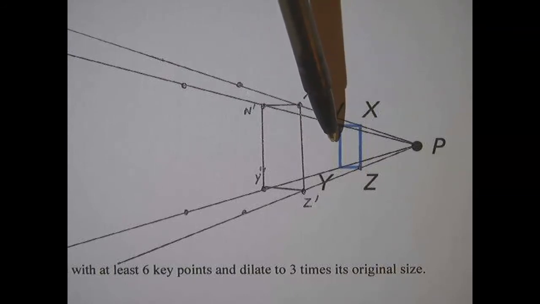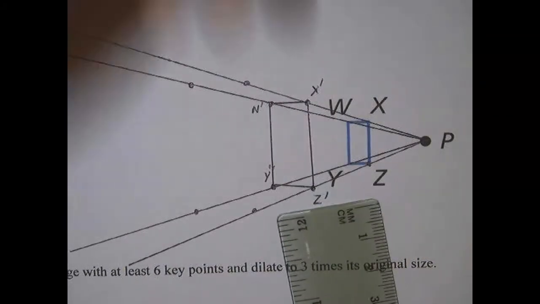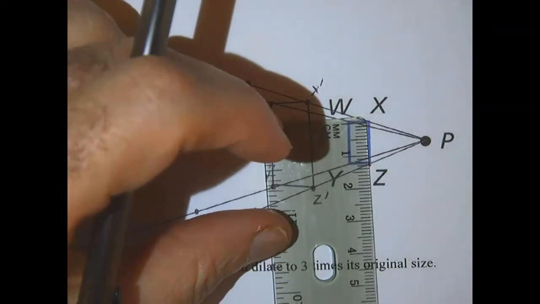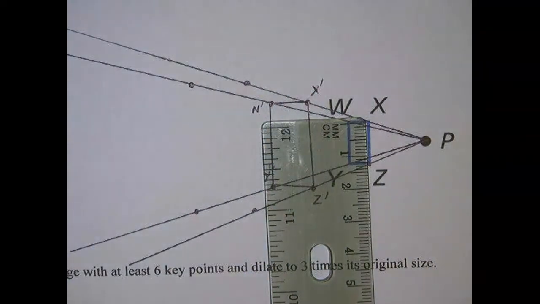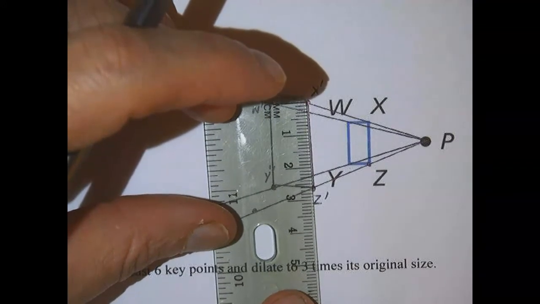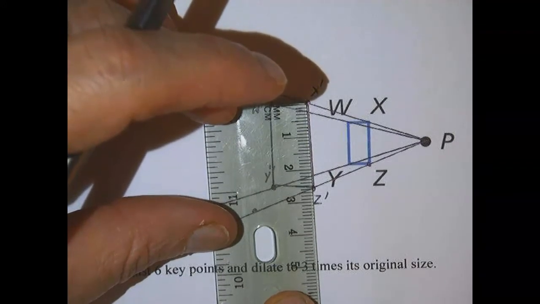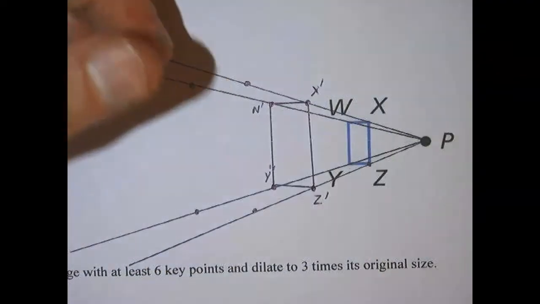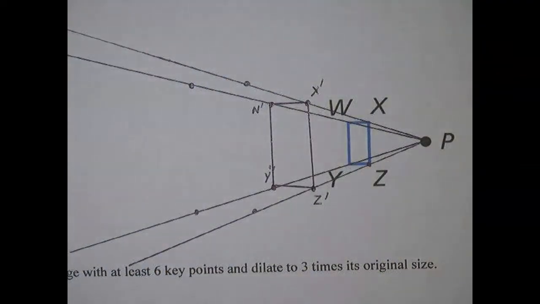And if we were to measure every side, if we did this accurately, and we were to measure, let's say XZ, looks like it's about 1.2 centimeters. Well, X prime Z prime would be about 2.4 centimeters, about twice as big. Okay, so that should happen with any corresponding length.